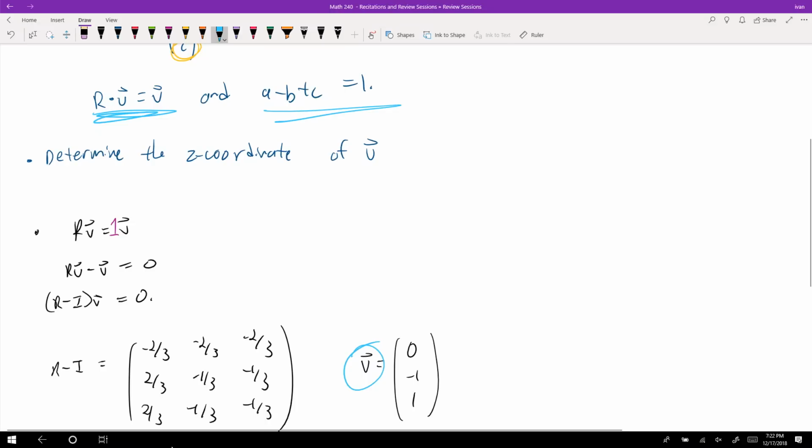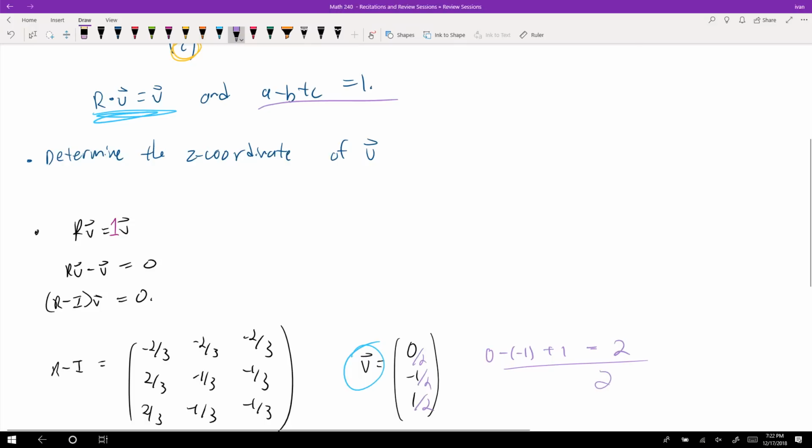Okay, so what do we have right now? Well, the second condition tells me that A minus B plus C equals 1. So right now, this is 0 minus negative 1 plus 1, and that's equal to 2. So far, the equation applied to the eigenvector gets us 2. So how do we get that back down to 1? Just divide all the entries by 2.